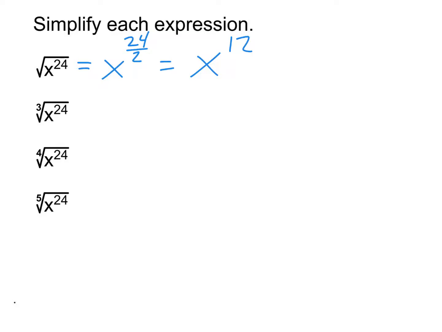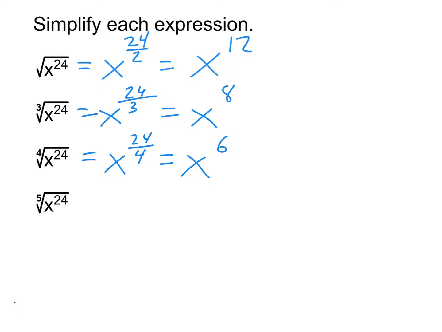Okay, no problem. Use that same idea, please. Go through and simplify the next couple. So for the second one, we do the same basic process. In this case, it's going to be x to the 24 thirds. And 24 divided by 3 is 8, so that's going to be x to the 8th. Okay, nice and simple. Next one. That becomes x to the 24 over 4. That works out nicely as well. 24 divided by 4 is 6, so this is x to the 6th.